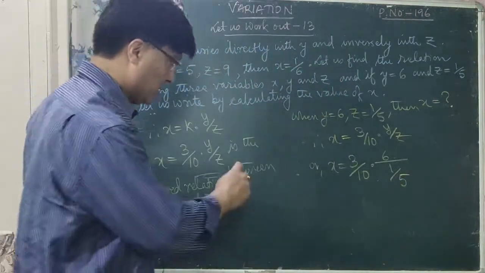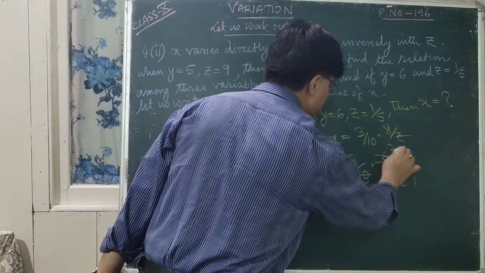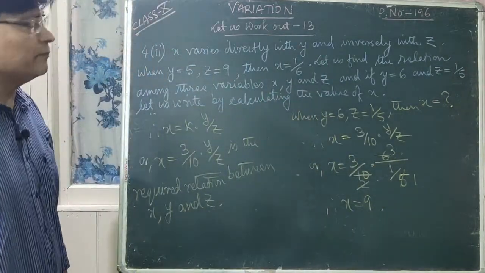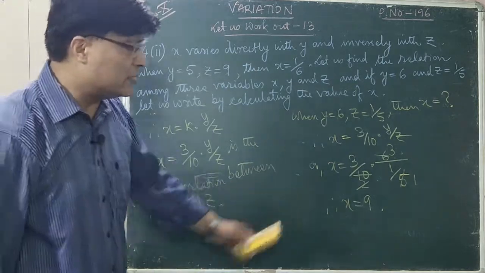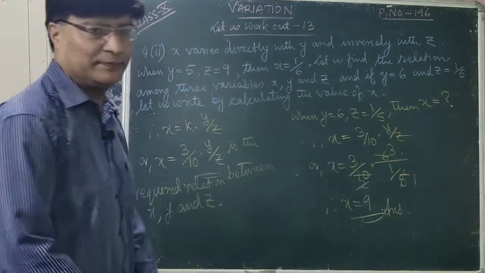So you can cancel here. 5 ones are 5, 5 twos are 10, 2 ones are 2, 2 threes are 6. Therefore, what is the value for x? That is x is equal to 9. So what is the value for x when y is equal to 6 and z is equal to 1 by 5? It is x is equal to 9. So this is the final answer.